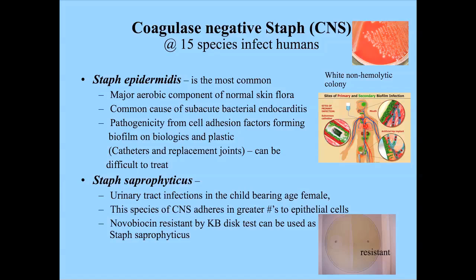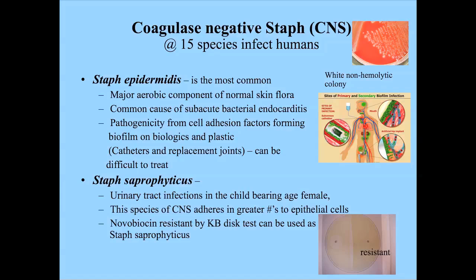Pathogenicity of the Staph epidermidis is from its cell adhesion factors and its ability to form biofilms on biologics and plastics. So this is a particular issue if you have catheters in place or replacement joints or even prosthetic heart valves. When the coag-negative staph is encased in these biofilms, it can be very, very difficult to treat. Second important coag-negative staph is Staph saprophyticus.